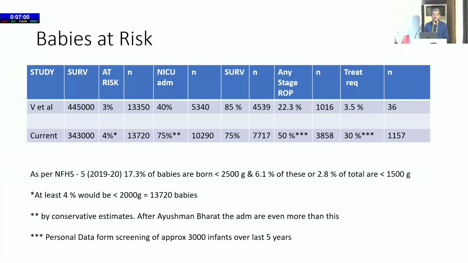They had taken an admission rate of 40%, but right now, because of the Ayushman Bharat scheme, the admission rate to the NICU is 75% or even more. So, by doing all the calculations, their study gave the number of treatable children per year in Punjab as 36. Dr. Nishant and Dr. Dinesh are here. They can very well agree with me that this number is a joke. According to my estimate, this number is more than 1,000.